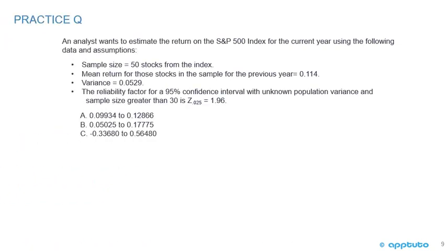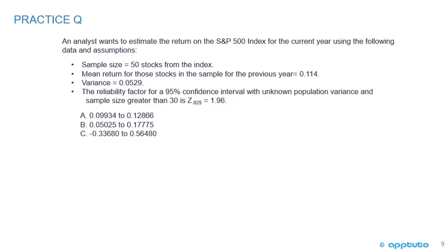One last practice problem for this LOS. An analyst wants to estimate the return on the S&P 500 for the current year using the following data and assumptions. Sample size equals 50 stocks from the index. Mean return for those stocks in the sample for the previous year is 0.114, so that's 11.4%. Variance equals 0.0529. The reliability factor for a 95% confidence interval with an unknown population variance and sample size greater than 30 is 1.96. So you need to calculate the confidence interval.